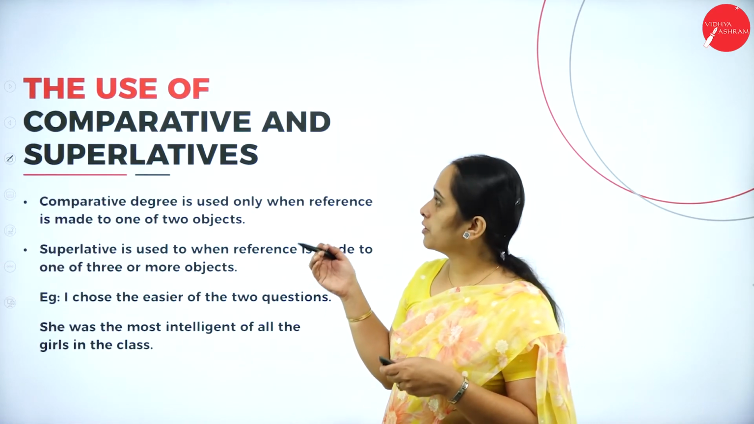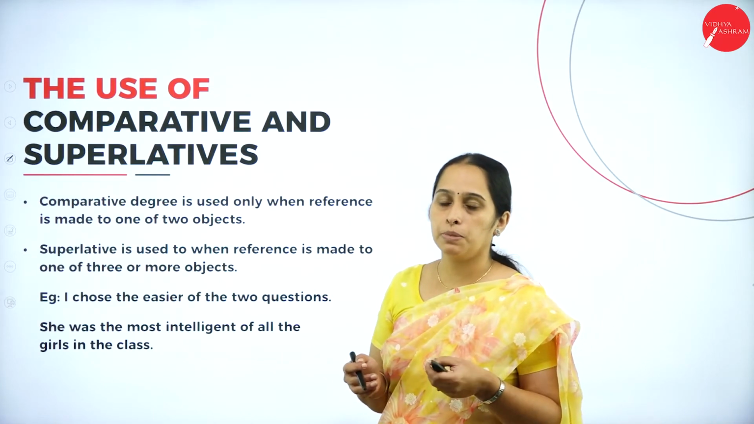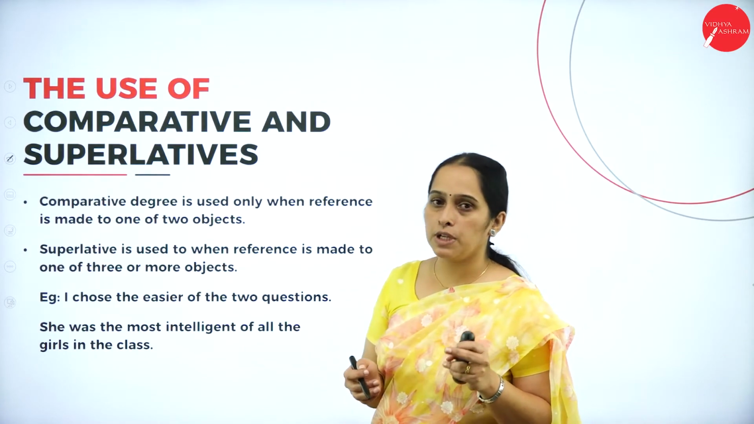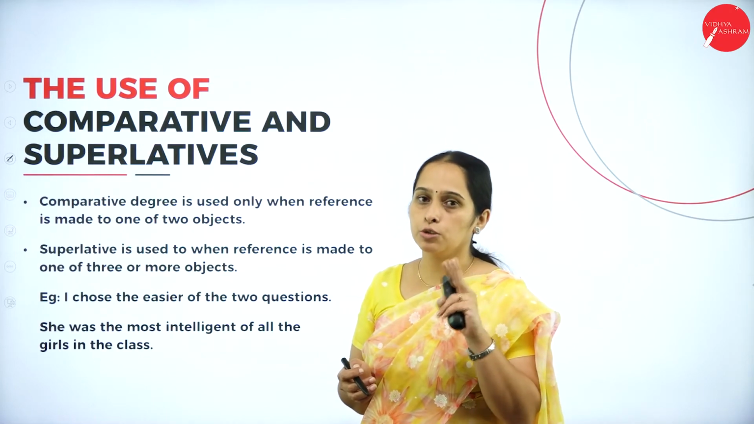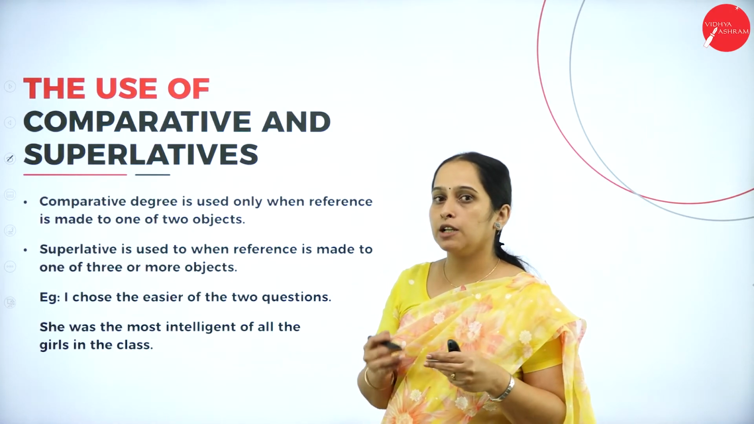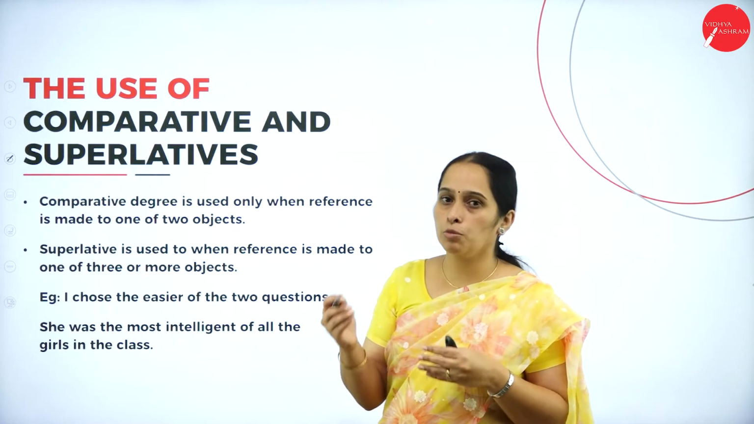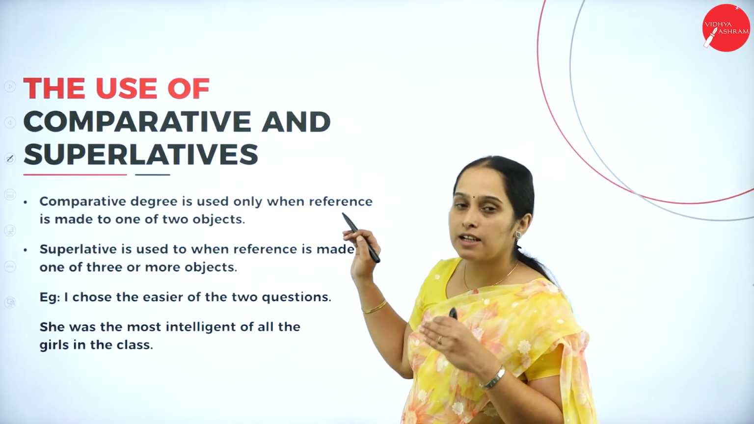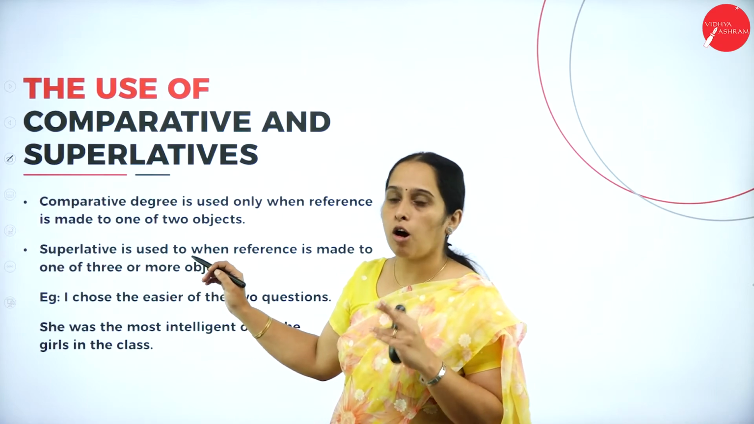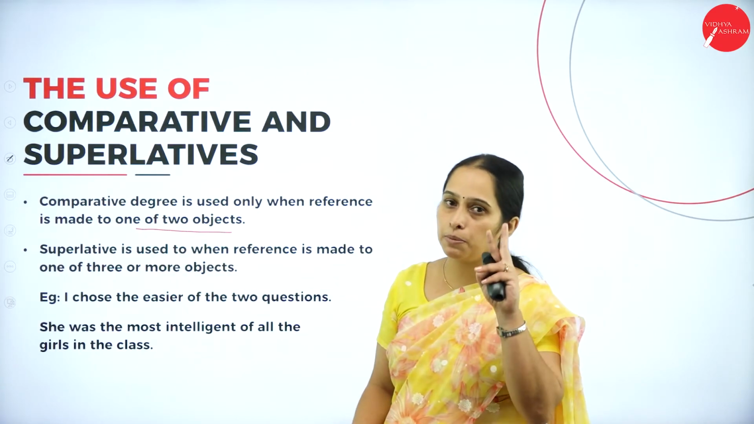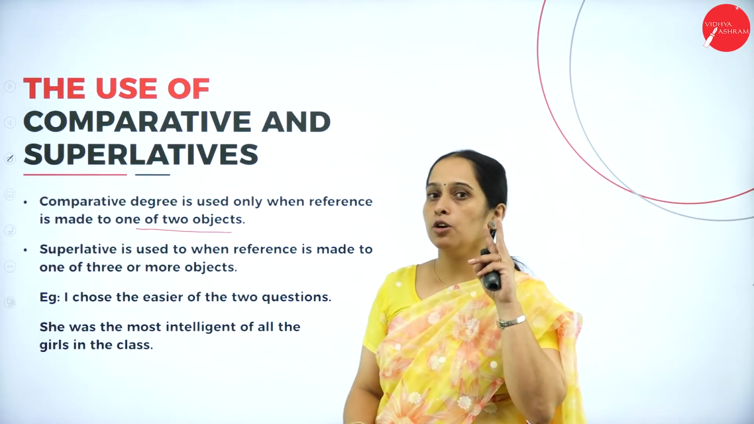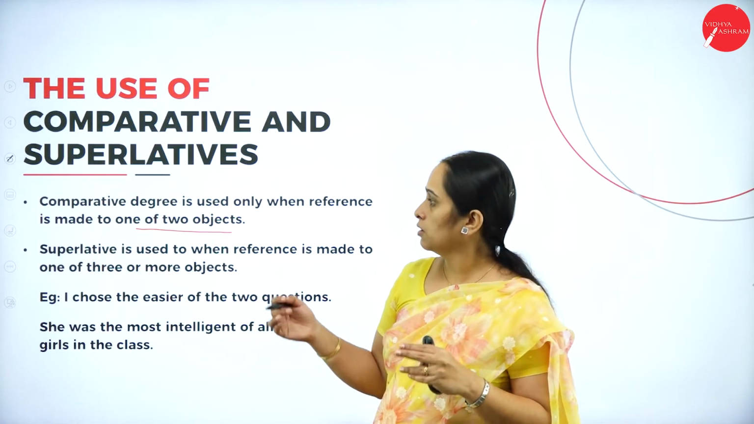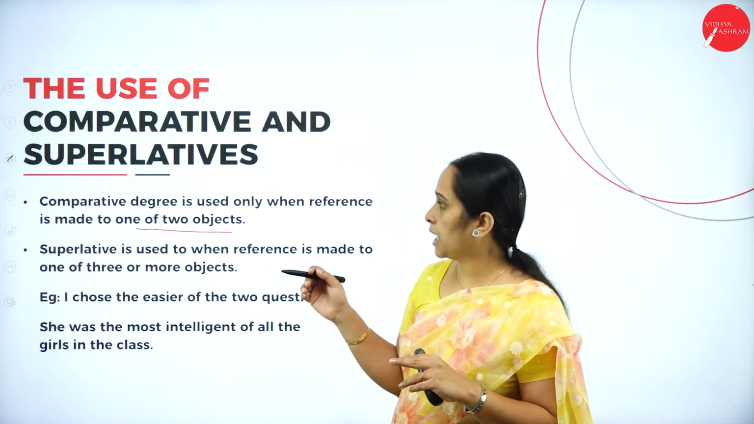Next, the use of comparative and superlative. You know the meaning of comparative and superlative degrees, right? Comparative means when we compare only two things. Superlative means more than two, that is three or more. The comparative degree is used only when reference is made to one of two objects. There will be only two objects in the comparative degree.